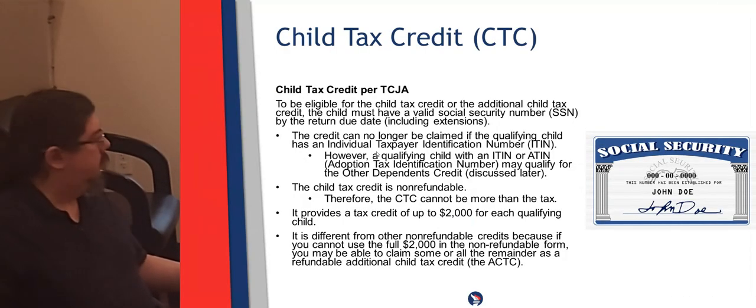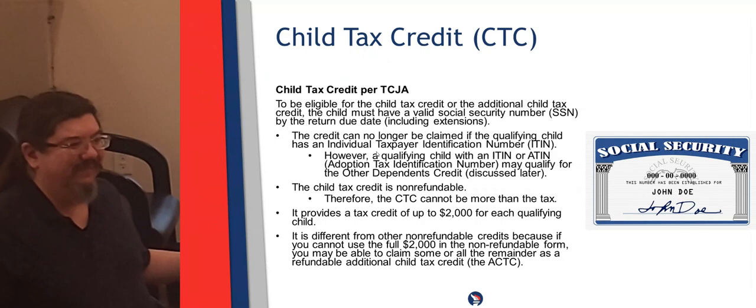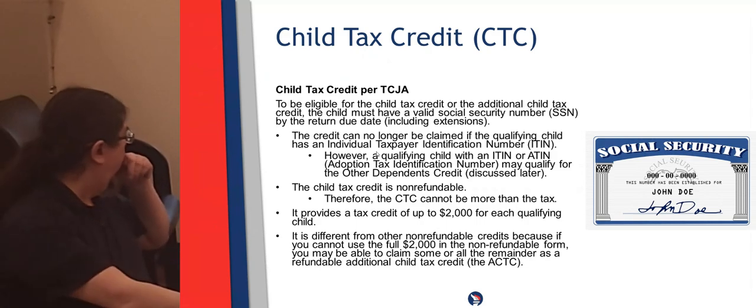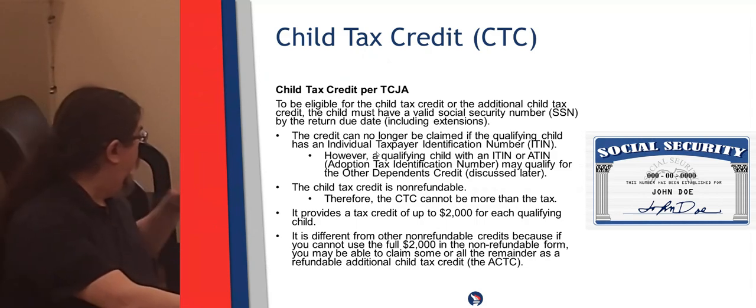I remember in the 80s when parents could not get their child tax credit unless their parents applied for a Social Security number, because they couldn't get their gains. I don't know.